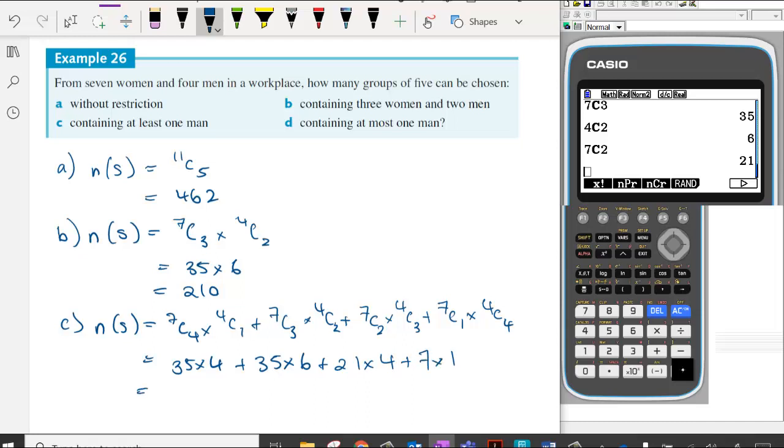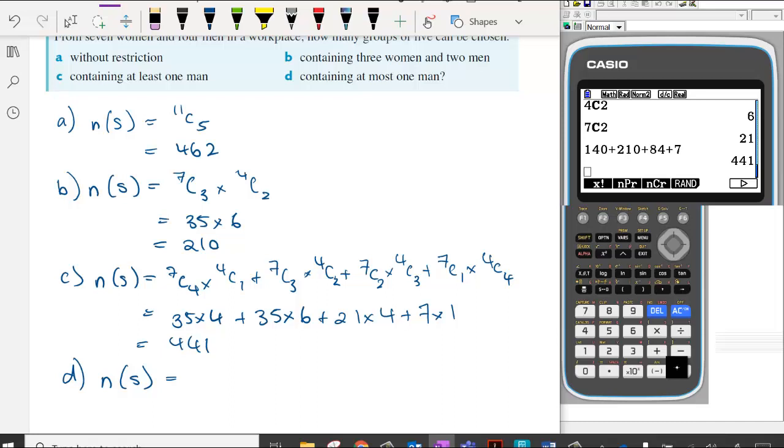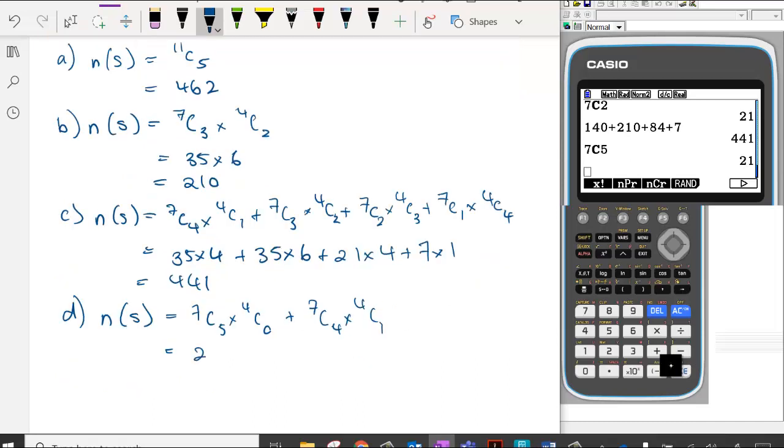And so this adds up to be 441 different possible selections. And finally, we've got containing at most 1 man. So to work out at most 1 man, then we can have 0 men or 1 man. So that means we would have from 7 females, we would have 5. And then we would have 0 men, or 7 females, we select 4 and 1 man. So that will be 21 times 1 and 35 times 4. So 21 plus 140 is 161 possibilities.